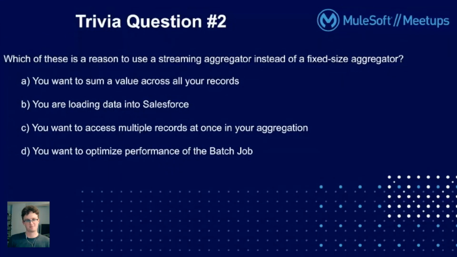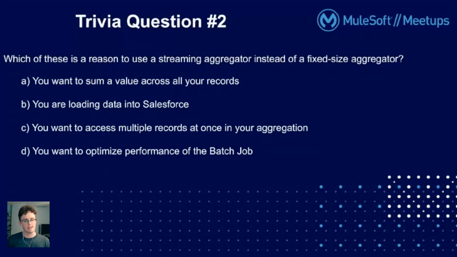Ben, the answers are honestly all over the place. What is the correct answer? The correct answer here is A. You want to sum a value across all your records. Streaming aggregator is going to allow you to do this. Again, with a streaming aggregator, you're streaming your entire set of records through this aggregator, and you could have a counter variable that is summing as each record passes through. So that's pretty clearly a thing you can do with the streaming aggregator.